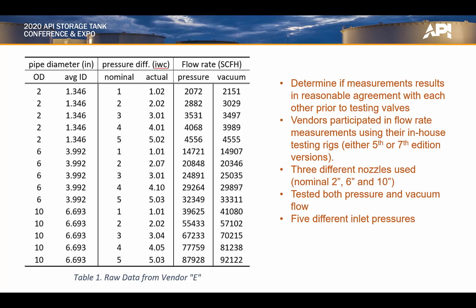Each vendor was expected to report 30 flow rates consisting of 3 diameters, 5 pressures, and 2 modes, where the mode was pressure or vacuum. None of the vendors submitted complete data. However, 4 vendors, A, B, E, and F, gave us complete data sets on pressures 2, 3, 4, and 5 inches of water column. So we had 96 observations from 4 vendors, 3 diameters, 4 pressures, and 2 modes: 48 in the pressure mode and 48 in the vacuum mode.